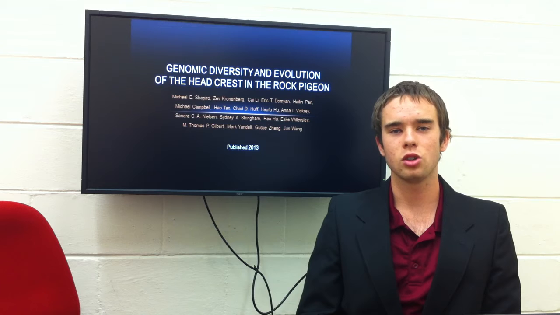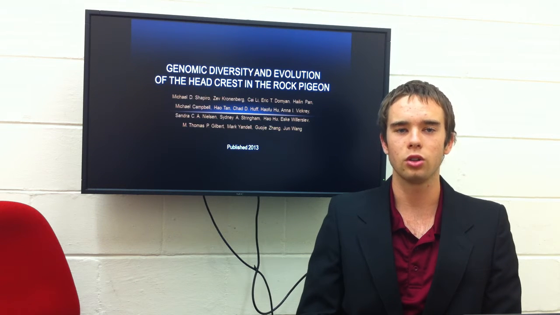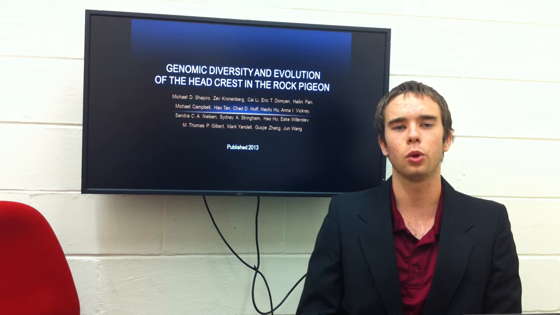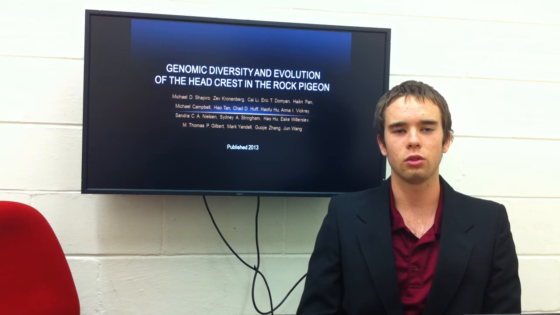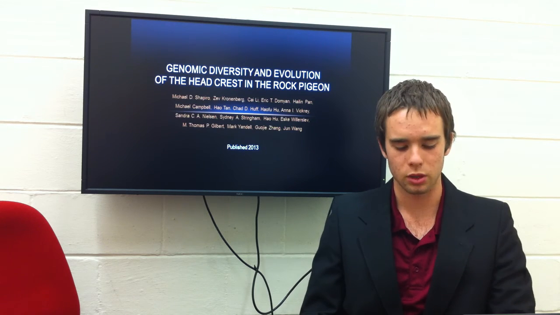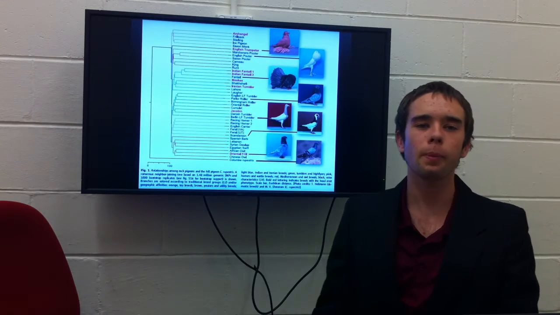To determine the relationship between species, they examined genomic diversity, genetic structure, and phylogenetic relationships among domestic breeds and feral populations, being free-living birds descended from escaped domestics. From this, a phylogenetic tree was created to display the found relationships, as you can see here.